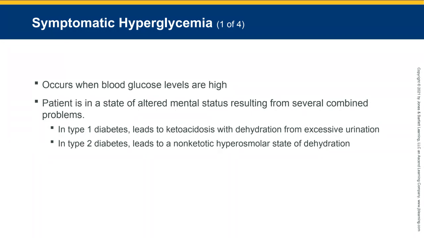Now, for your type 1 diabetic, this will lead to ketoacidosis and dehydration from excessive urination. We already looked at that. So your type 1 is the person that is utilizing their body fat because their body cannot produce insulin. Type 2 diabetes will lead to non-ketotic hyperosmolar state of dehydration. Don't let that big word make you nervous. It simply means that the patient has extreme dehydration. So a type 2 diabetic will have extreme dehydration.